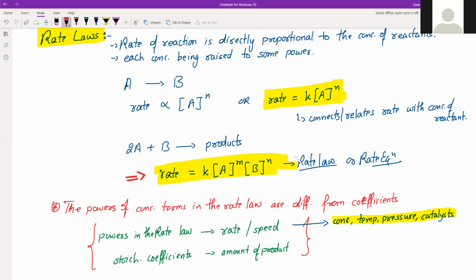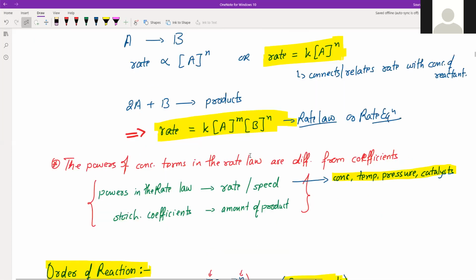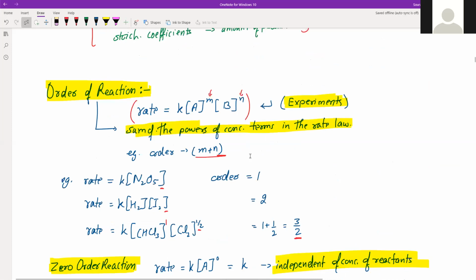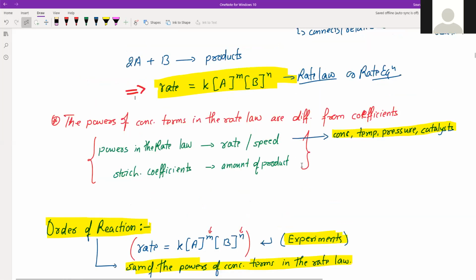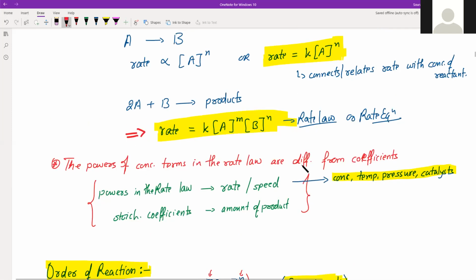xyz, and in this case it is m and n. We have concluded that this order, the rate law, actually comes from practical observations, the experiments which we carry out, and we analyze the results and come up with these rate laws. We'll see some examples where we'll be deriving or determining the rate law. Sometimes, as you can see here in this particular case, it depends on both A and B.